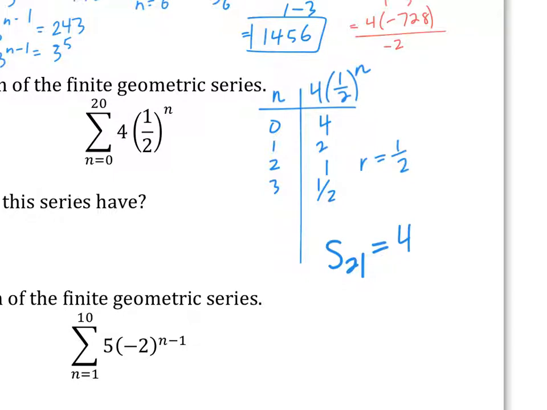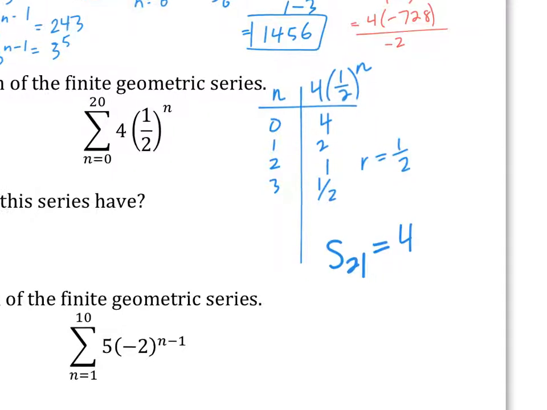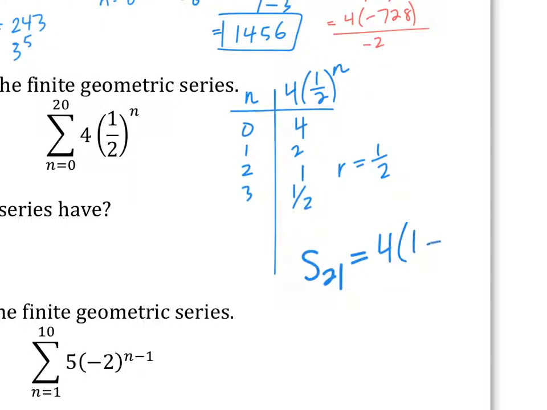I don't really care what A1 is. This A1 in the formula means the first number of my series. Does that make sense? Okay, first number of my series. So 1 minus, and that was 1/2 to the 21st, over 1 minus 1/2. All right, this is a very, very complicated thing to solve on your calculator.